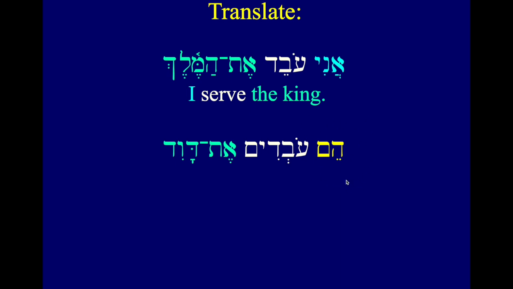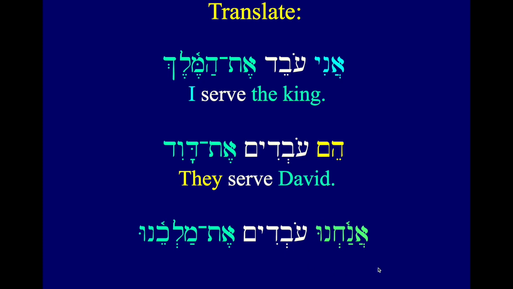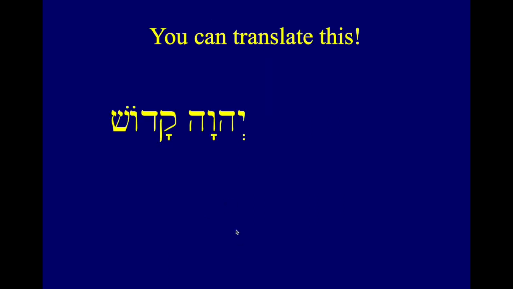All right, so Haim, Ovedim, et David. Haim is a word that means they. Ovedim is the same as Oved, except it has an im ending, a plural one. They are serving et David. They are serving object David. So they serve David. Anachnu, this is a word that means we. Ovedim, we are serving et Malchenu. We are serving the king of us. We are serving our king. The point of this is just that when you see et, you know that it's introducing the direct object, the definite direct object of the sentence.